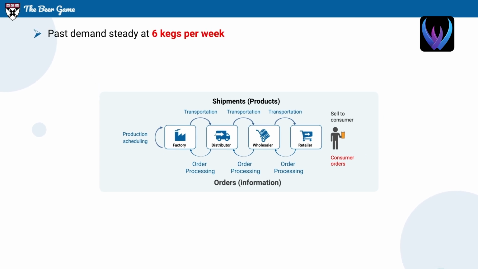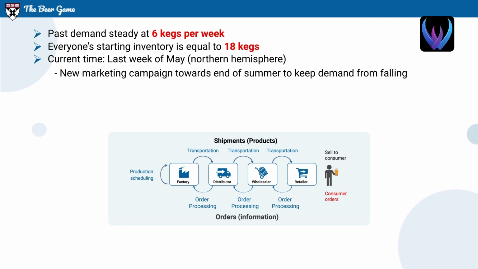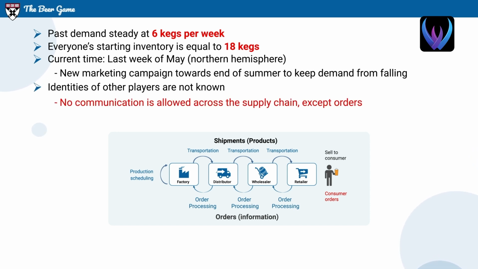As you enter the game, the weekly demand over the past many weeks has been steady at 6 kegs per week. Starting inventory of each role in the supply chain is 18 kegs. The game begins in the last week of May in the Northern Hemisphere, so demand is likely to increase with warmer weather. A new marketing campaign is planned toward the end of summer to keep demand from falling. The identities of the other players in your chain are not revealed to you. You are not allowed to communicate with the other teams in your supply chain except by placing orders.